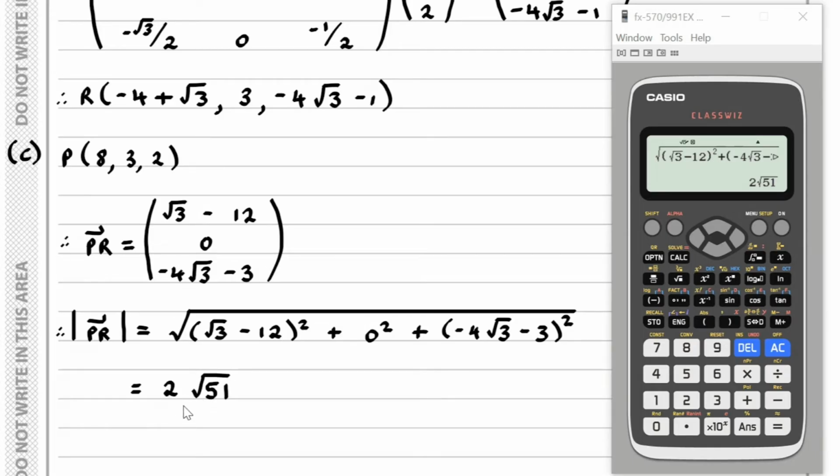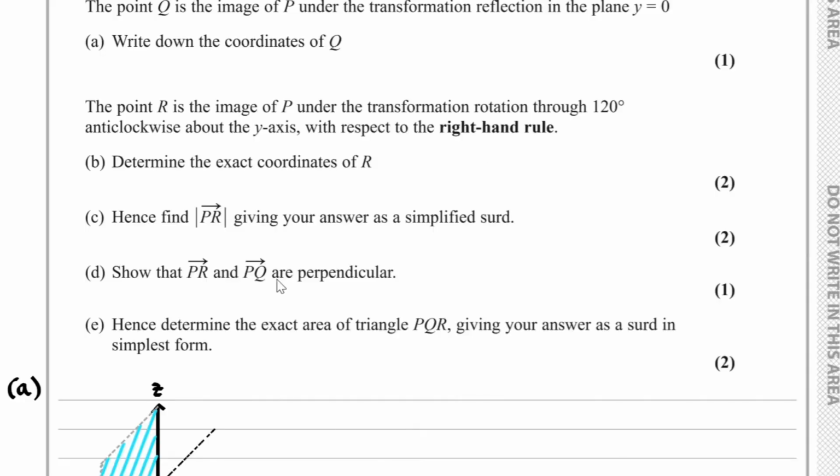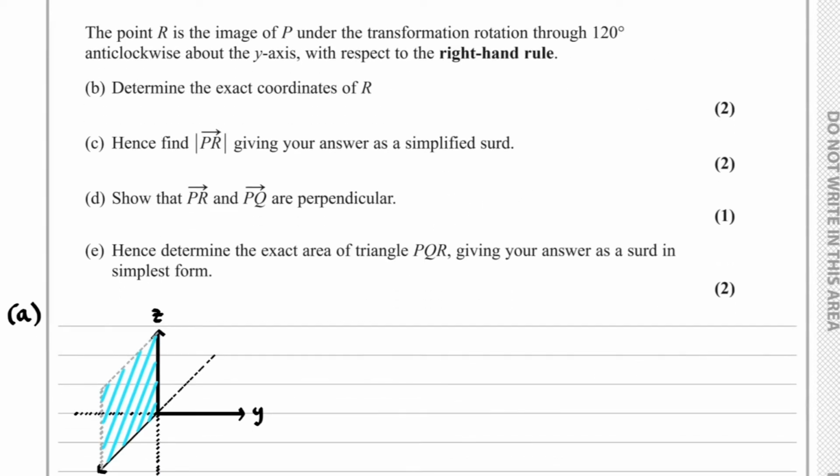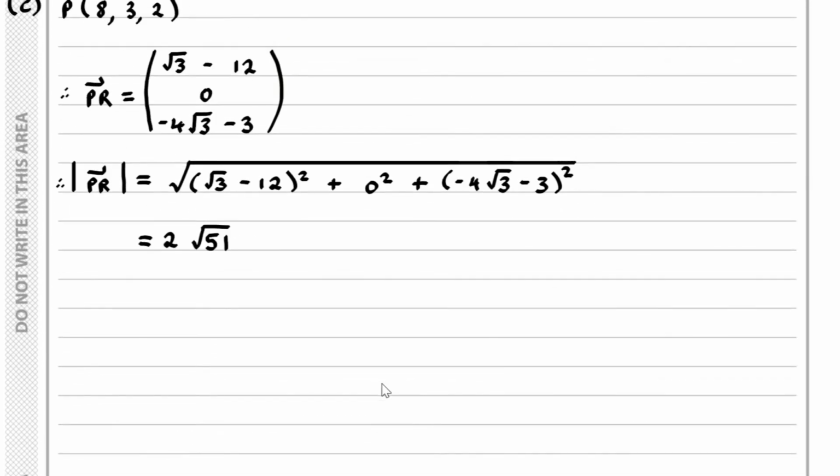So we have 2 times the square root of 51. Now we have to show that PR and PQ are perpendicular. Well, what we need to do first is find out what PQ is.